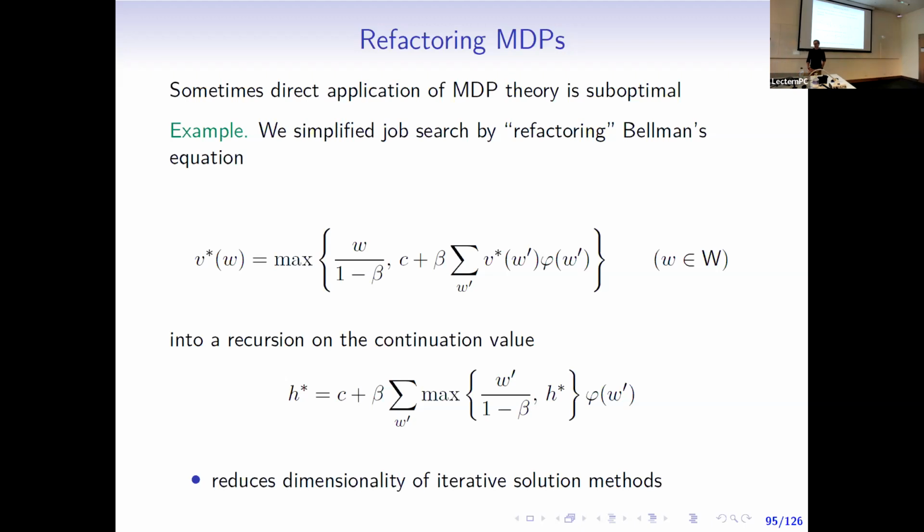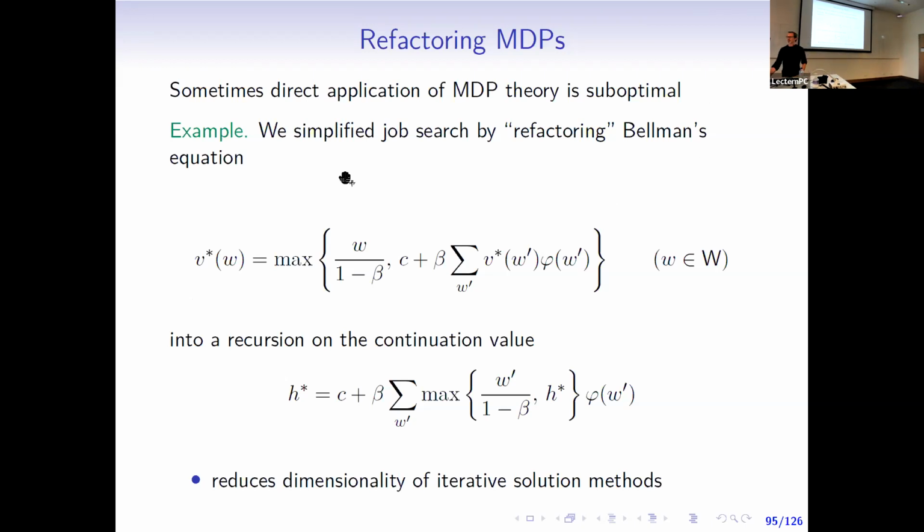Now we did this with job search. And when we did that, we started with a Bellman equation that was something like this, and we thought about solving this for V star. But V star was a function, or a vector if you like. It's a function on finitely many possible W values.